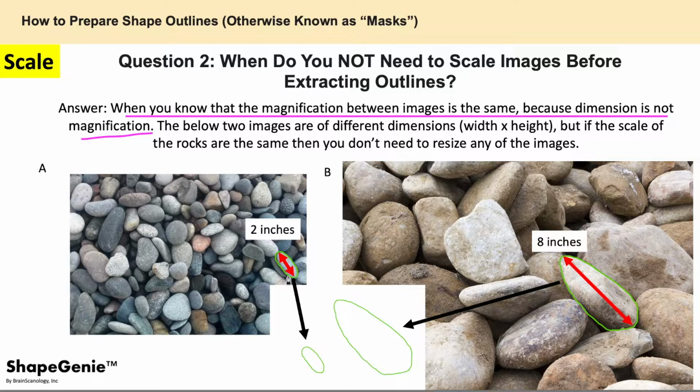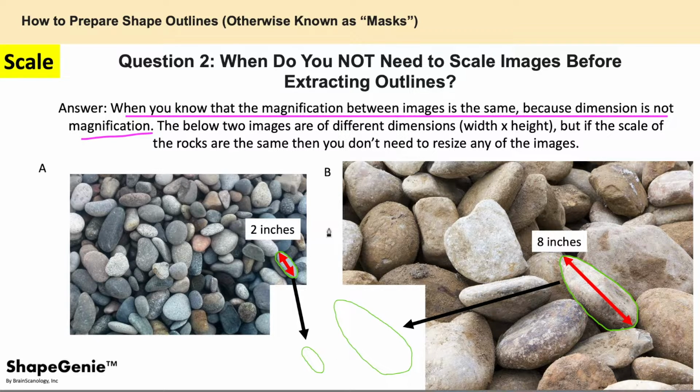You know that because if this red line right here in panel A is 2 inches, and this red line of the same distance is also 2 inches in panel B, then the two images are at the same magnification. In this case, you can just outline the shapes of interest and run them in Shape Genie.